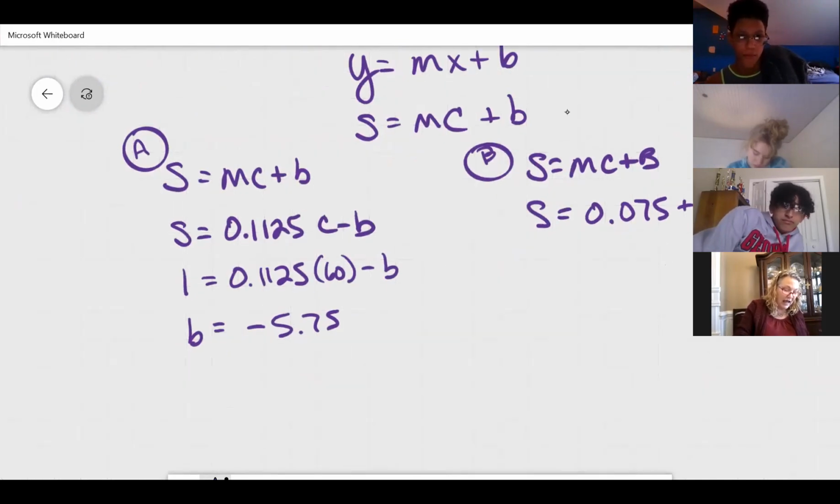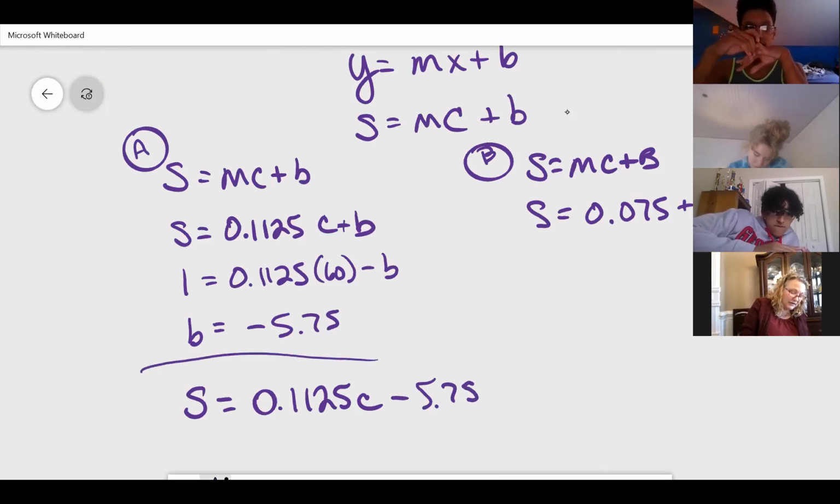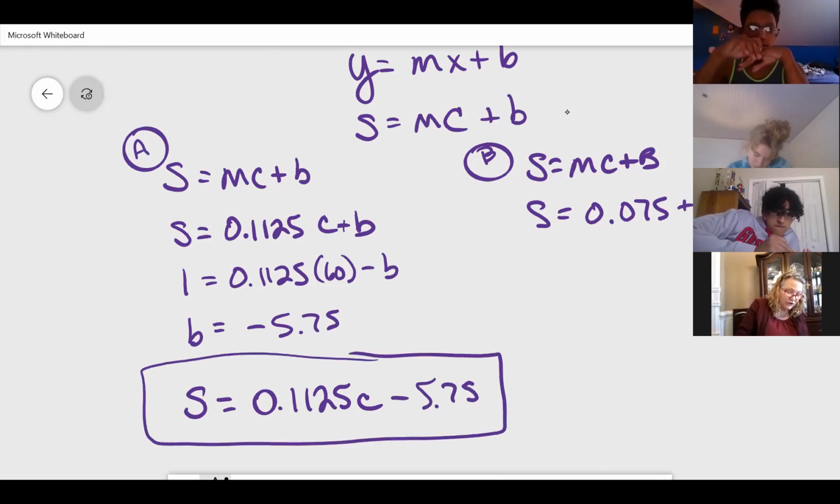So now I can write the equation of this line as S equals 0.1125 C. Remember, this should be plus B, and now my B value is minus 5.75. So this is the equation for the first line. And you would do the same thing with that second line. You would put in the points.